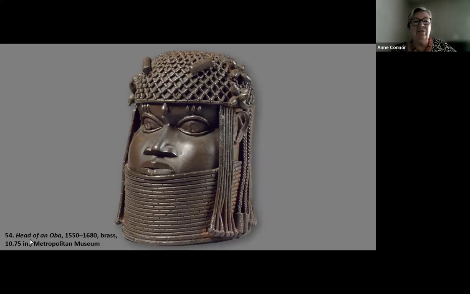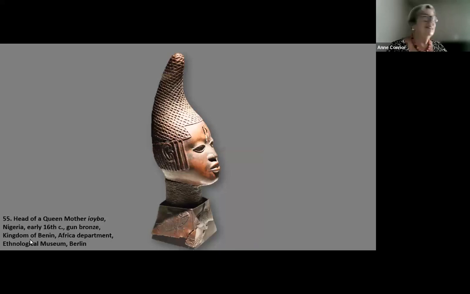And here the head of an oba, as you can see, with this big collar that protects the face. As you can see, they all have a distinct physiognomy. And this other very beautiful head of a queen mother.